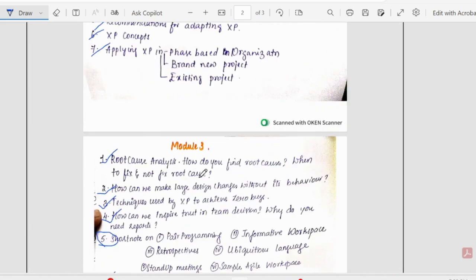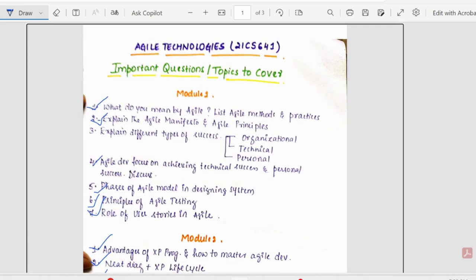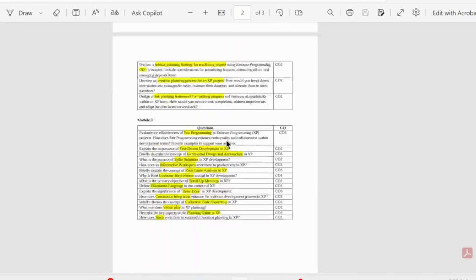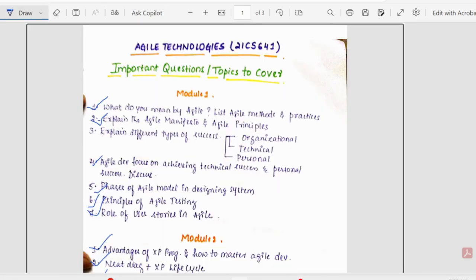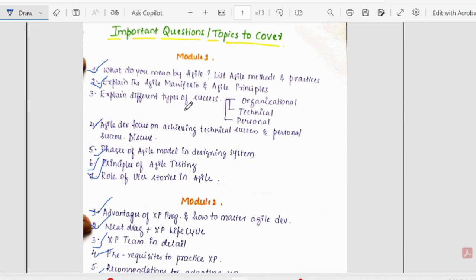So these were the important questions which I have noted down. Here I have the question bank. The question bank, important questions, as well as the sample paper would be available in the description. I'll post it in the Google Drive.